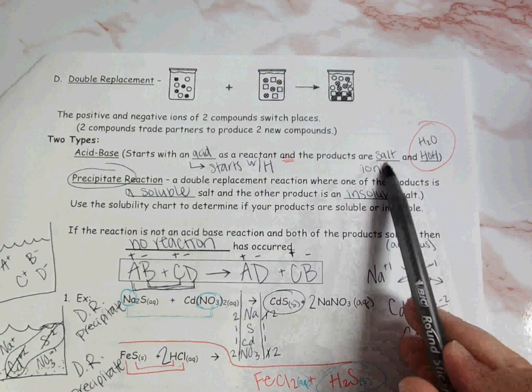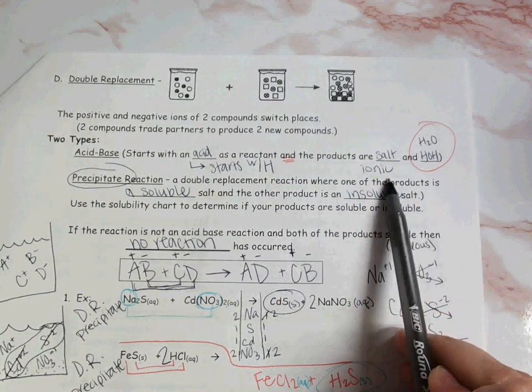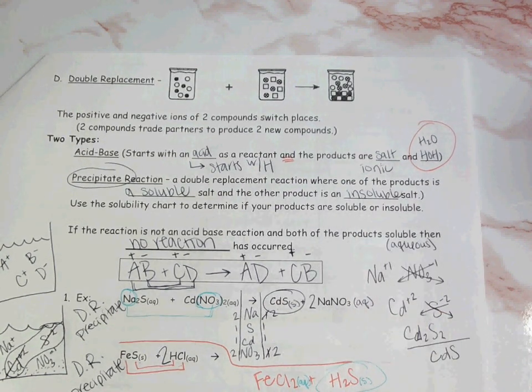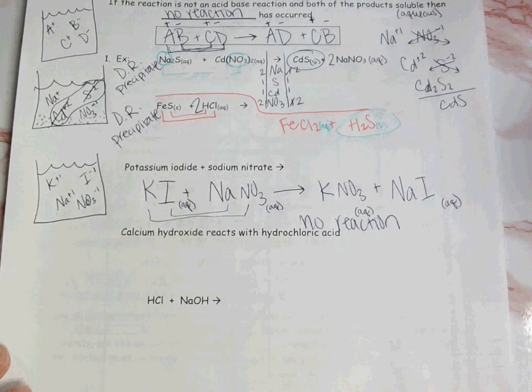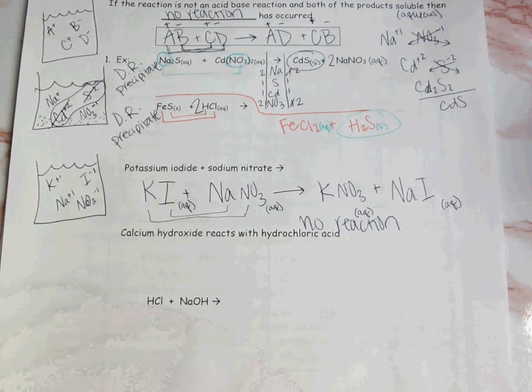No, a salt is any ionic compound. Salt just means it's ionic. So if I have a cation and an anion, it's considered a salt. Every single salt is a cation and an anion.